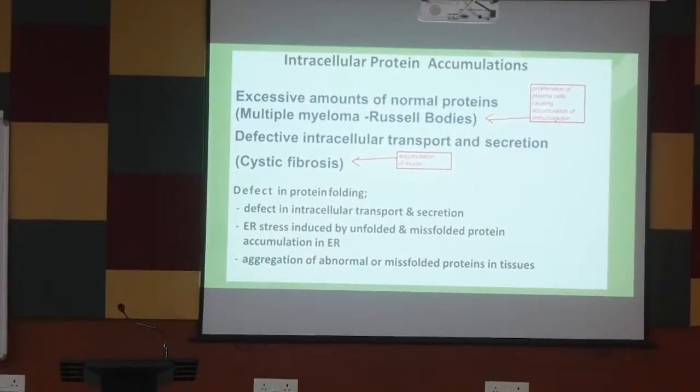So in multiple myeloma, there is monoclonal proliferation, an uncontrollable proliferation, and production of immunoglobulin from the increased amount of plasma cells in our body. So the excessive amount of immunoglobulin is deposited as cytoplasmic globules, commonly known as Russell bodies. Okay. I will show you the pictures later.